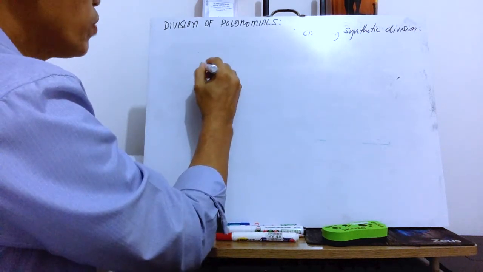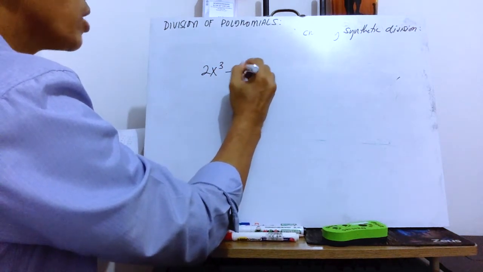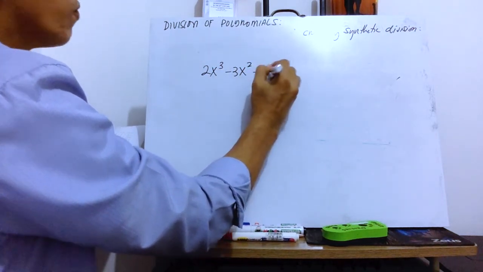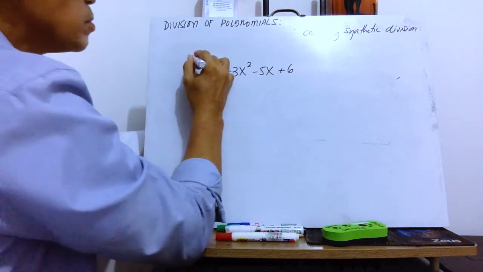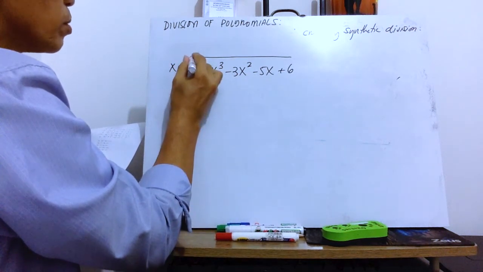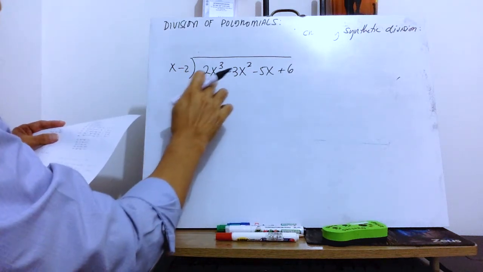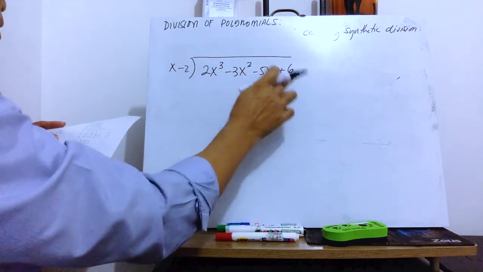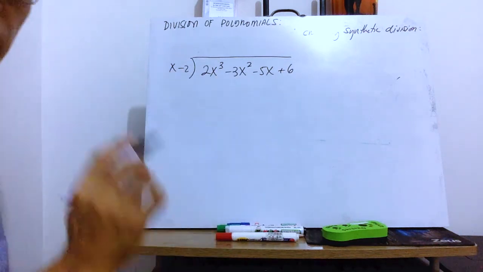Okay, so what if it's 2x cubed minus 3x squared minus 5x plus 6 divided by x minus 2? So 2x cubed minus 3x squared minus 5x plus 6 divided by x minus 2. Okay, same thing, same process.